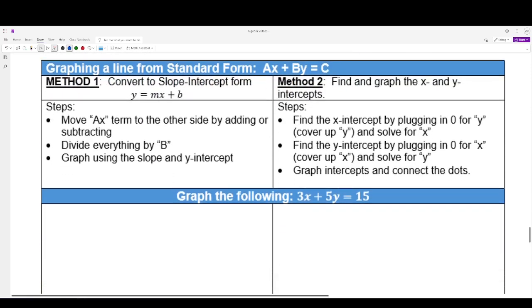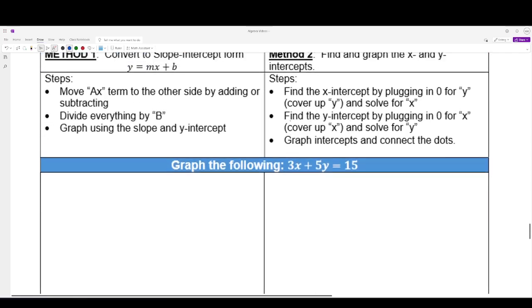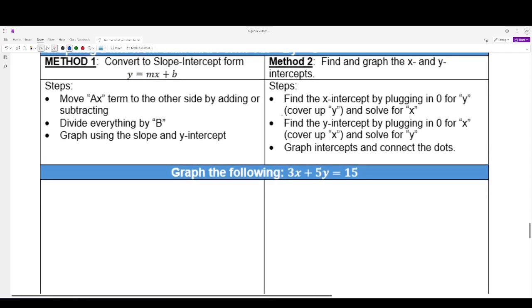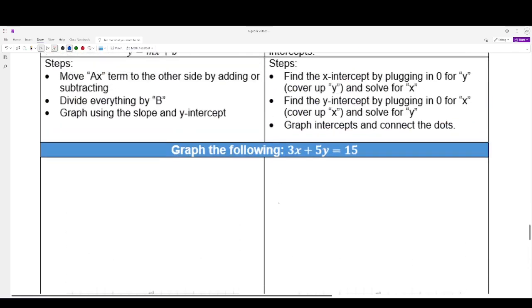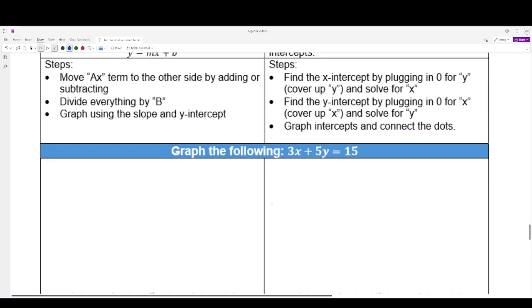And then convert from standard to slope-intercept, yeah. So standard to slope-intercept is just the reverse of the steps we just did. So this has method 1, method 2. I don't want to graph this. I'm just going to do it without graphing because we don't need to graph, and this video is already really long. So we have 3x plus 5y equals 15.